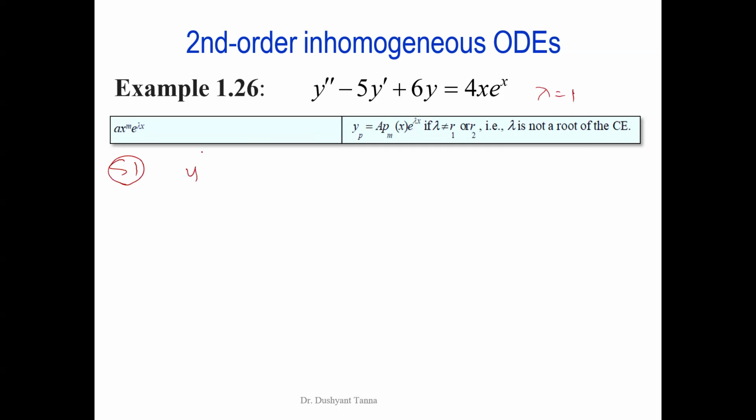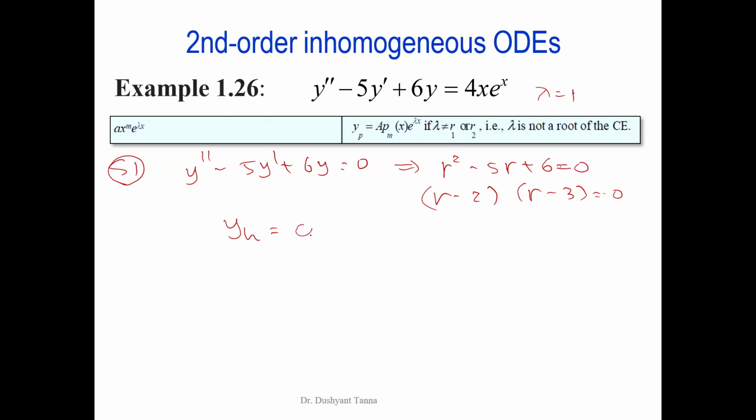Step 1, y double dash minus 5y dash plus 6y is 0, which will give you r squared minus 5r plus 6 is 0, (r minus 2)(r minus 3) is 0, and therefore our yh, the homogeneous solution, is c1 e raised to 2x plus c2 e raised to 3x. Our lambda is 1, which is different from 2 and 3, which is great. So this is our yh. Nice and easy.